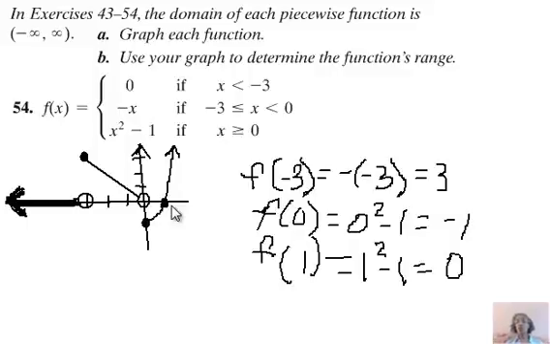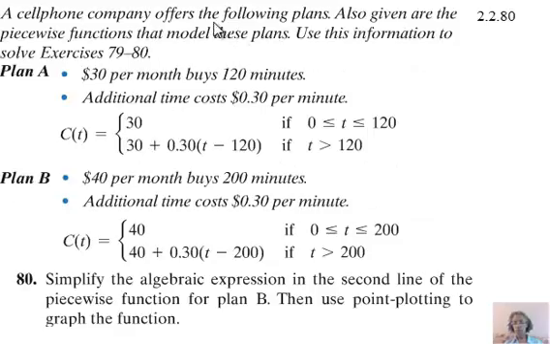And so the function would look like this. Alright, so that's the graph of our function. Let's look at the next problem, where we have a cell phone company offering the following plans, Plan A and Plan B, and we see that the plans utilize functions that are piecewise functions.